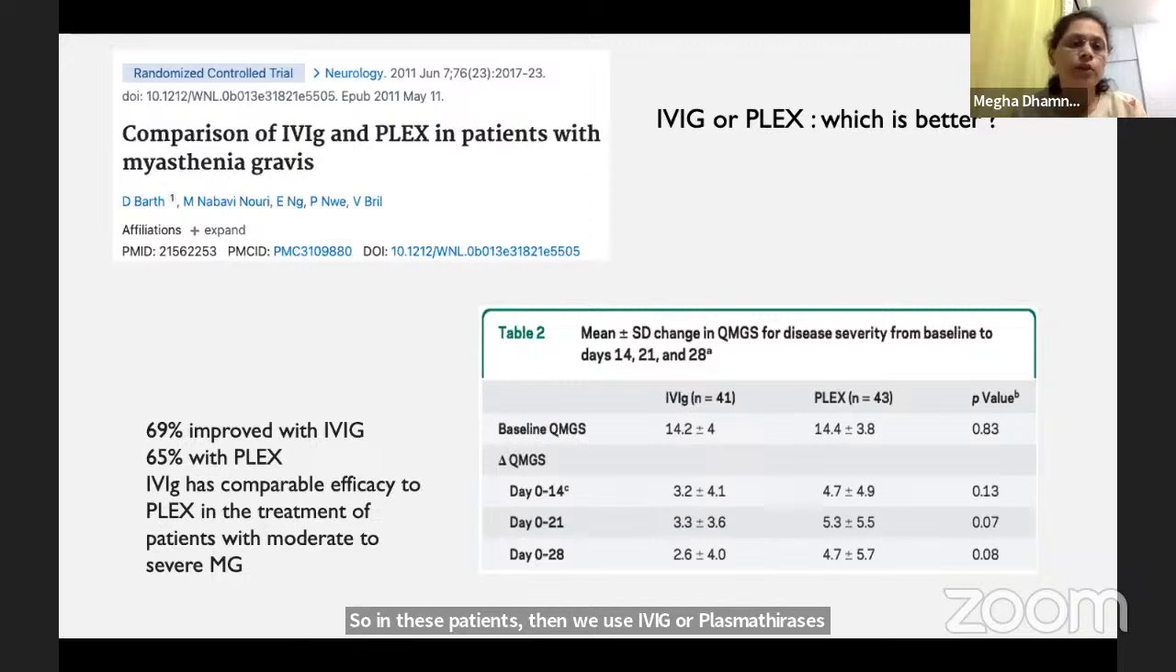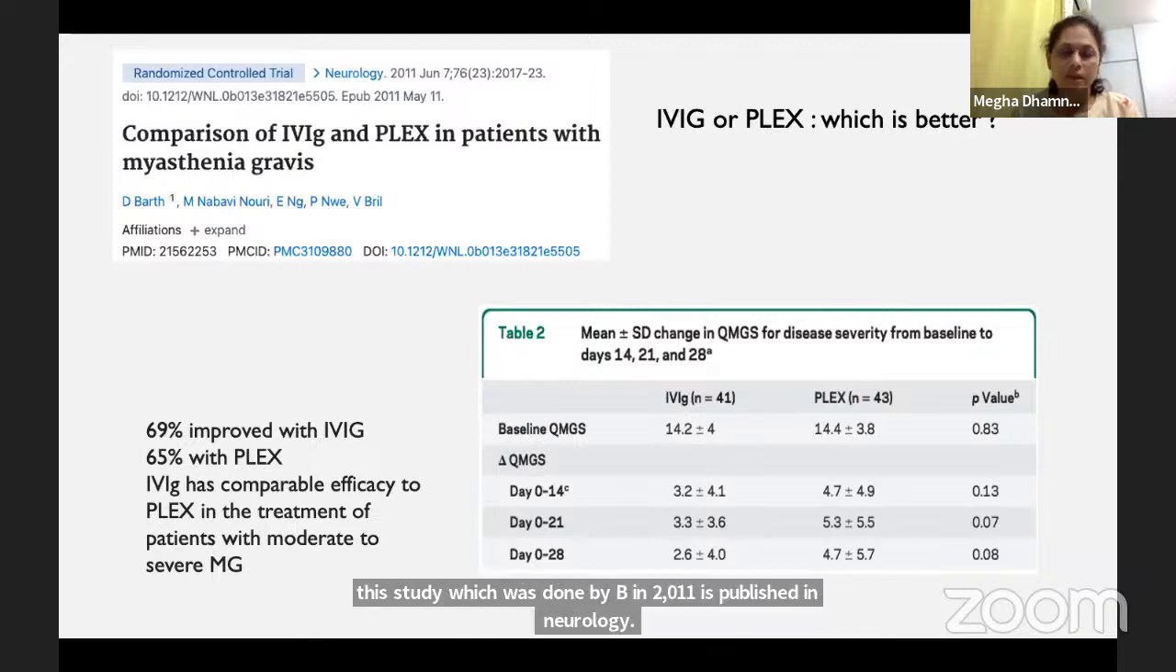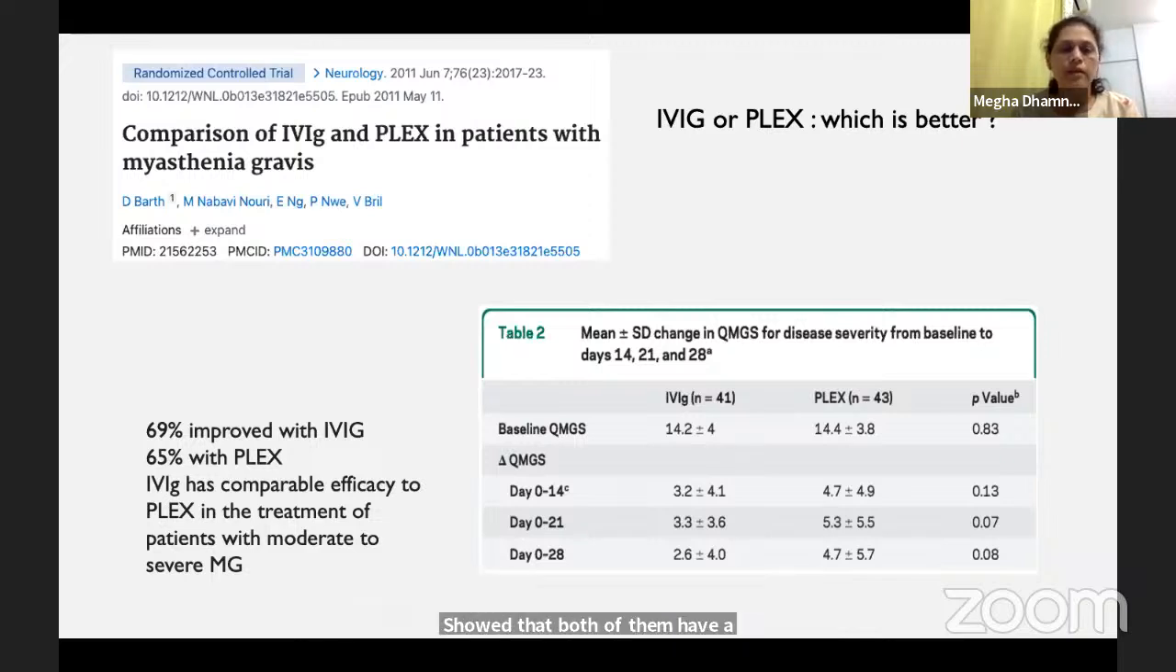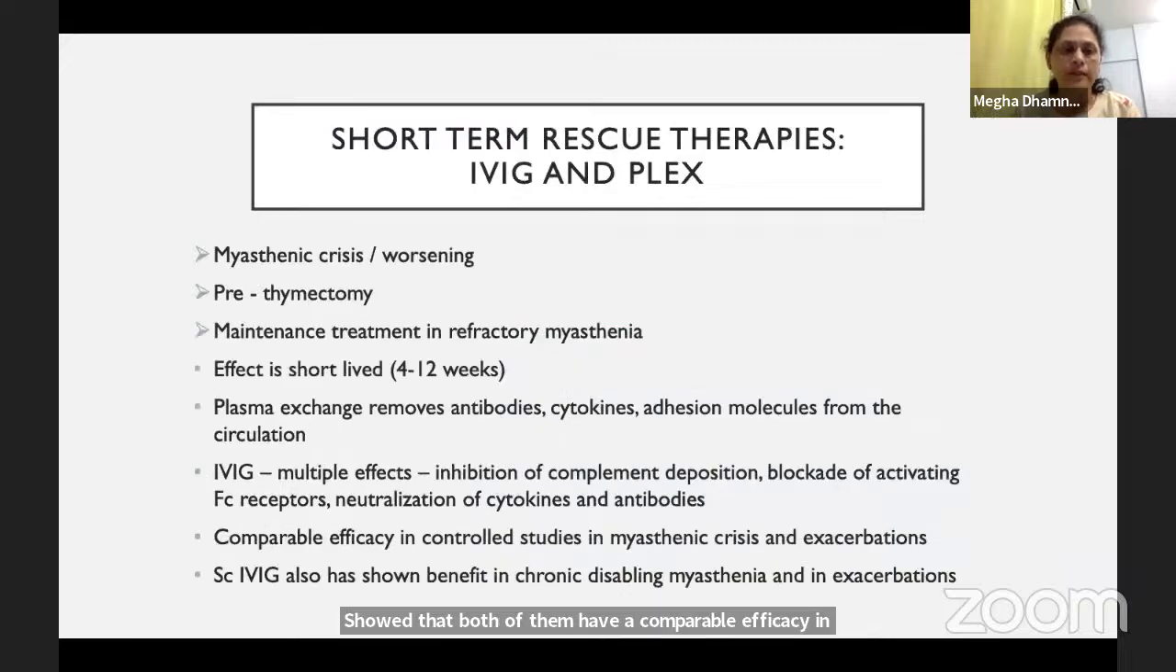So this study, which was done by Barth in 2011, was published in Neurology, showed that both of them have a comparable efficacy in patients with moderate myasthenia. So when do we use them? We've discussed it: myasthenia crisis or worsening, pre-thymectomy for preparation of the surgery. It can also be used in maintenance treatment in refractory myasthenia.